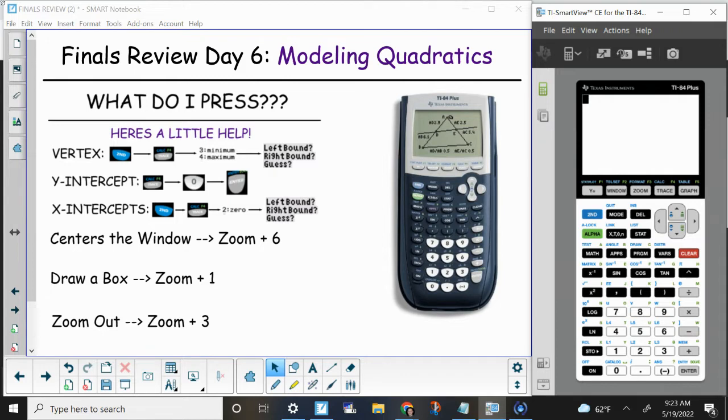All right, you'll see up on the screen, we have our TI-84 Plus calculator, as well as some tips and tricks about how to find vertex, y-intercept, x-intercepts, centers, how to center the window, draw a box, zoom in, zoom out. We're going to go through all this stuff, but it's good to have as a reference. So if you need to pause the video and take some notes on these, please do so at this time. But we are going to jump right in.